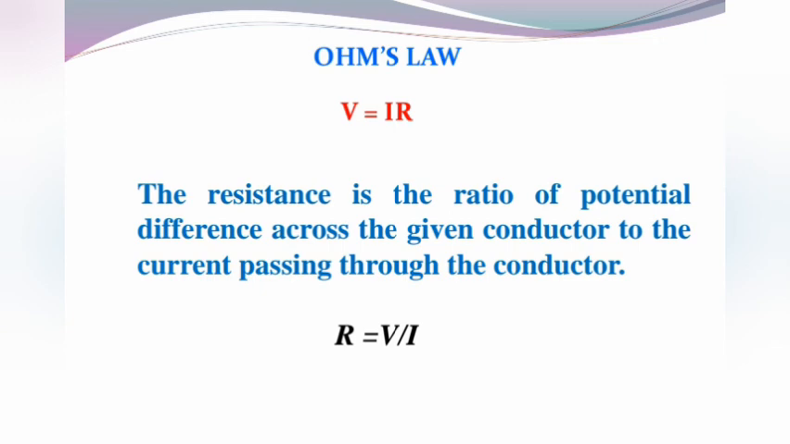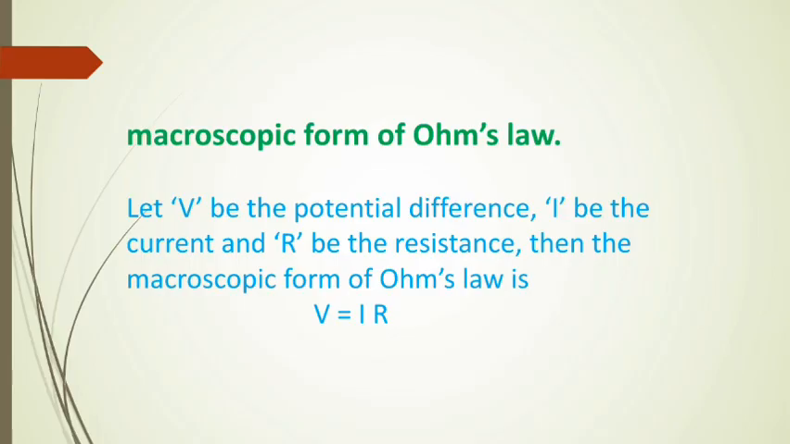The resistance is the ratio of potential difference across the given conductor to the current passing through the conductor. R equals V divided by I, where R is resistance, V is potential difference, and I is current. Then the macroscopic form of Ohm's law is V equal to I into R.